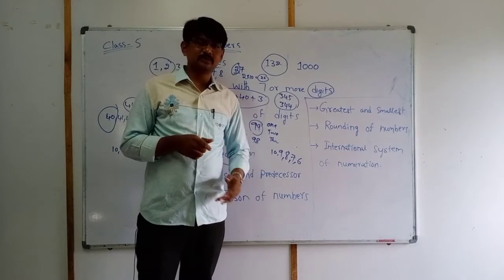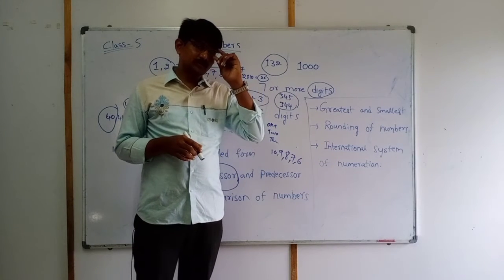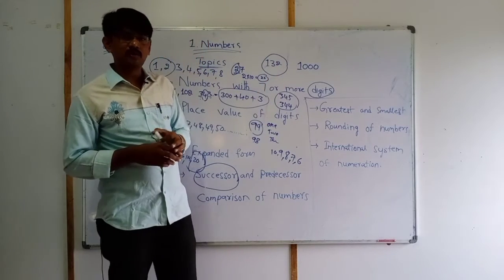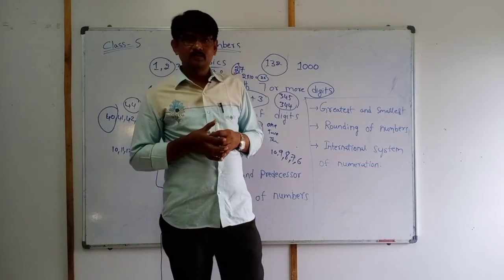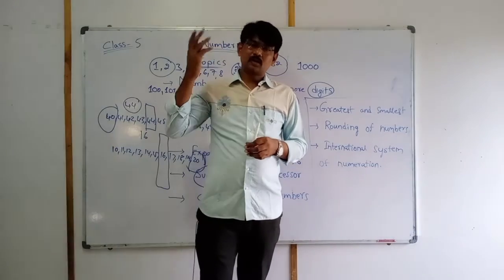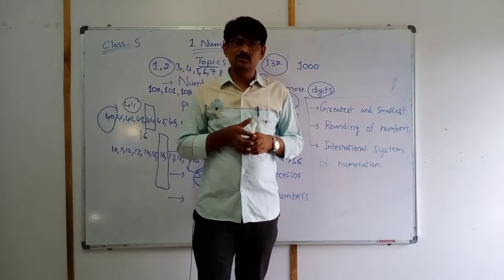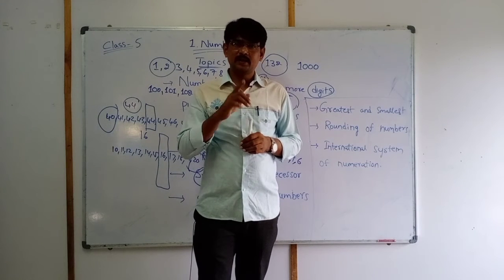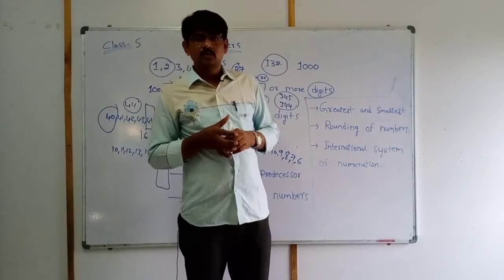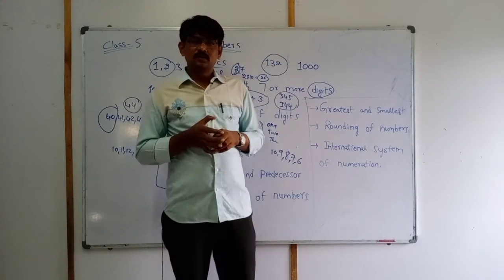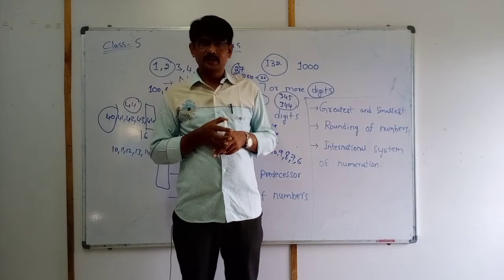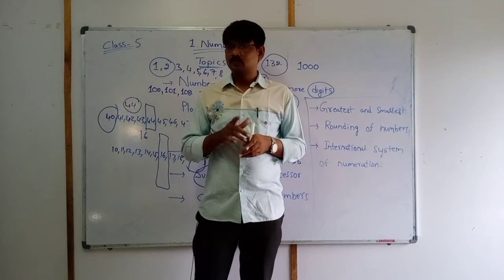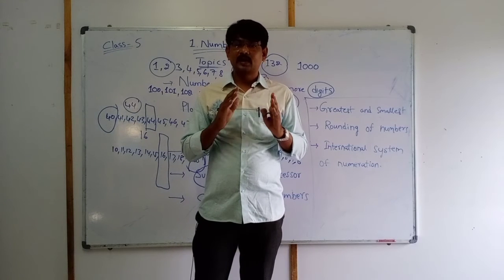There are some differences between the Indian system of numeration and the international system of numeration. For example, we say 1 lakh rupees. People in other countries, internationally, use 100,000 rupees. How many thousands are there in 1 lakh? 100 thousands. Next we say 10 lakhs, right? They say 1 million. It means 1 million is equal to 10 lakhs.